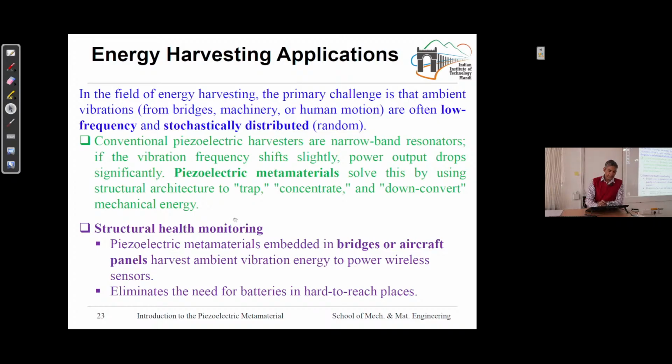Now structural health monitoring. Piezoelectric metamaterials embedded in bridges or aircraft panels harvest ambient vibration energy to power wireless sensors. As you know, nowadays there is the smart city concept. A typical smart city will have millions of sensors. Powering the sensors is a challenge, because though they do not need much energy for operation, they are many in number. That problem can be solved with the help of piezoelectric metamaterials.